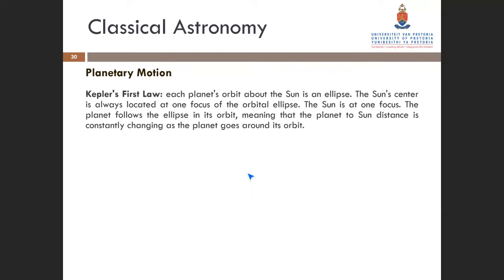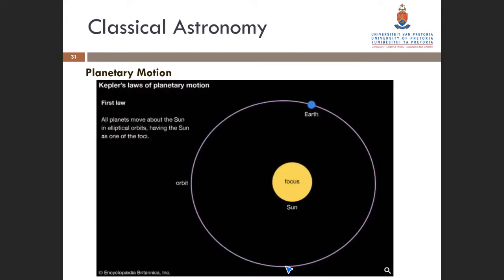So Kepler's first law, each planet's orbit about the sun is an ellipse. The sun's center is always located at one focus of the orbital ellipse. The sun is at one focus. The planet follows the ellipse in its orbit, meaning that the planet to the sun distance is constantly changing as the planet goes around its orbit. So this is how it will look.